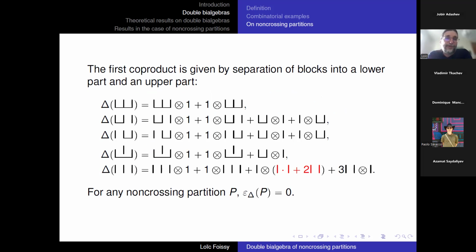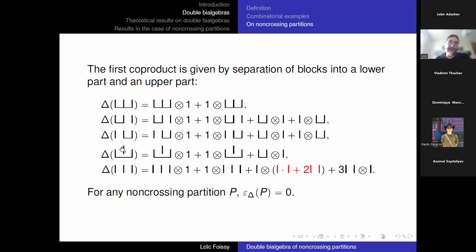So for the first coproduct, well, I say I want to cut my non-crossing partition into 2 parts. There is an easy way to do this. You choose some blocks. You put them on the left, and the other blocks will go on the right. With a constraint: there is a notion of nesting on non-crossing partitions. So, for example, this block is nested into this one. And if you choose to put a block on the right, then all the blocks which are nested in it should also be on the right.